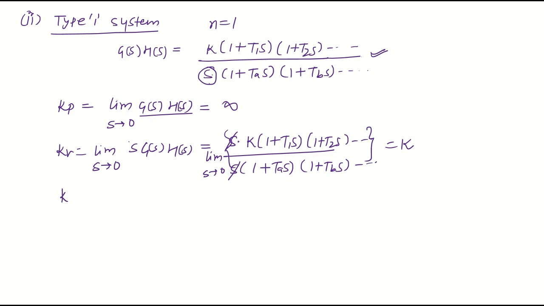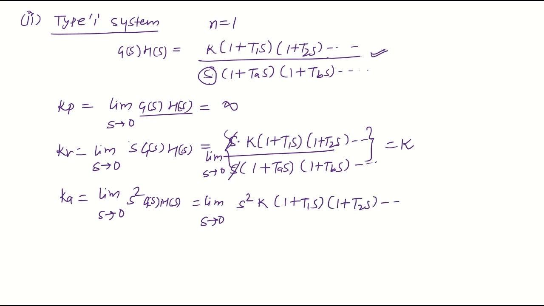And similarly, if I want to calculate Ka, the acceleration error constant, it is limit s tends to 0 of s square G(s)H(s). This time we multiply with s square, K(1+T1s)(1+T2s) and so on, divided by s(1+Tas)(1+Tbs) and so on. Now this one s will get cancelled, and when you put the limit s tends to 0 in this expression, the remaining s will make it 0. So for this type 1 system, the value of Ka comes out to be 0.